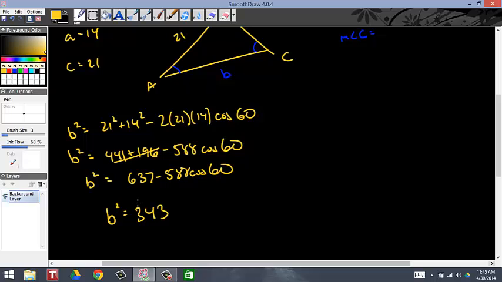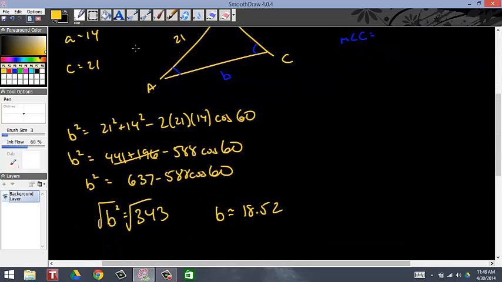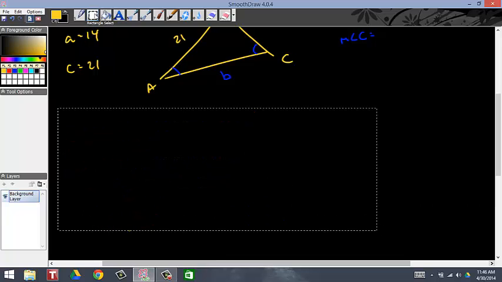This is kind of a cool problem. I kind of like this. Okay, so taking the square root of both sides, b is approximately equal to 18.52. So again, I'm just punching stuff into the calculator. That's all I'm doing really at this point. I'm going to erase this. I'm going to do solving for an angle this time.